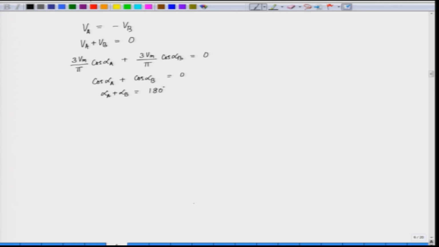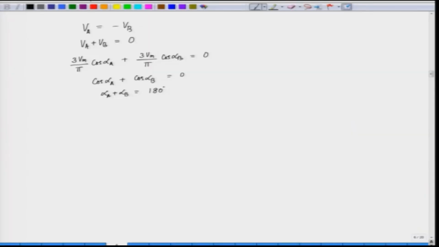So, it means the triggering angles of the two converters will sum up to 180 degree. If one is operating at a triggering angle 60 degree, the other should be operating at a triggering angle which is 180 minus 60 degree. So, we can find out one triggering angle when the other is known. So, this is the relationship here.